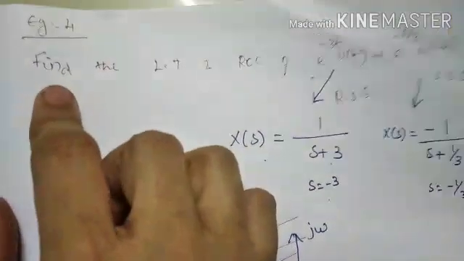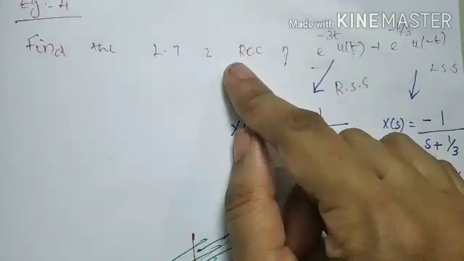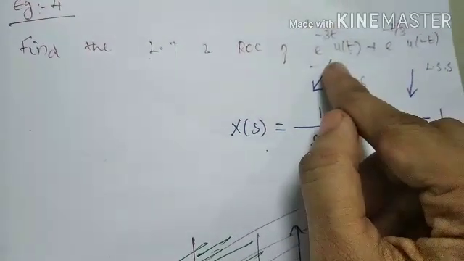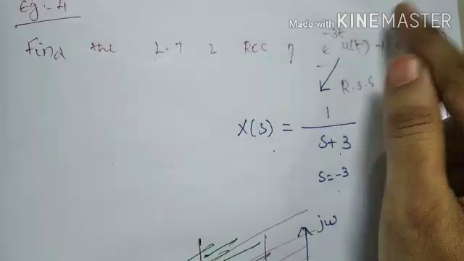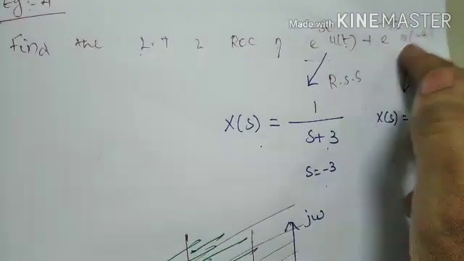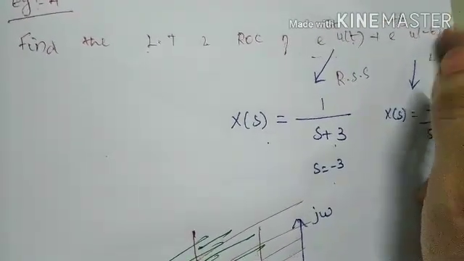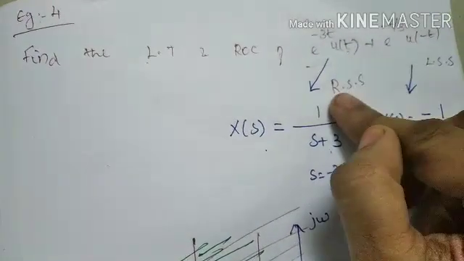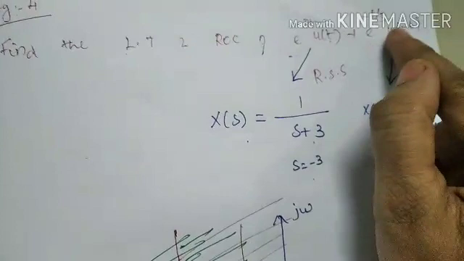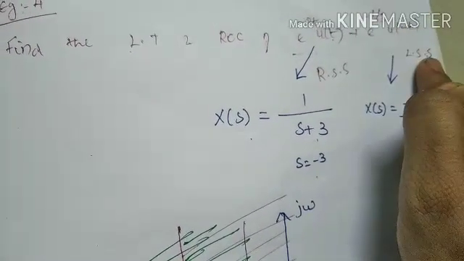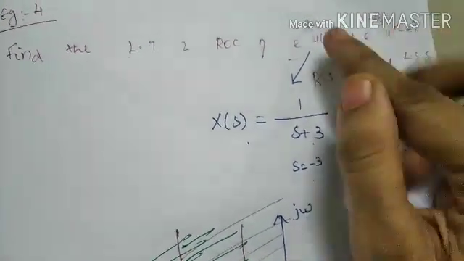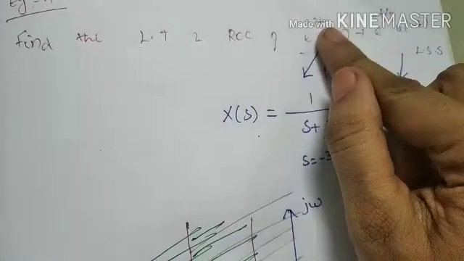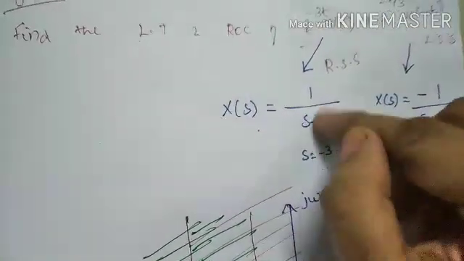See the next example. Find the Laplace transform and region of convergence of e power minus 3t u of t plus e power minus t by 3 into u of minus t. Looking at this you can say, here u of plus t is there, so it is a right sided signal. Here u of minus t is there, so it is a left sided signal. Now we are going to find the Laplace transform. So Laplace transform of the exponential signal is 1 by s plus 3.